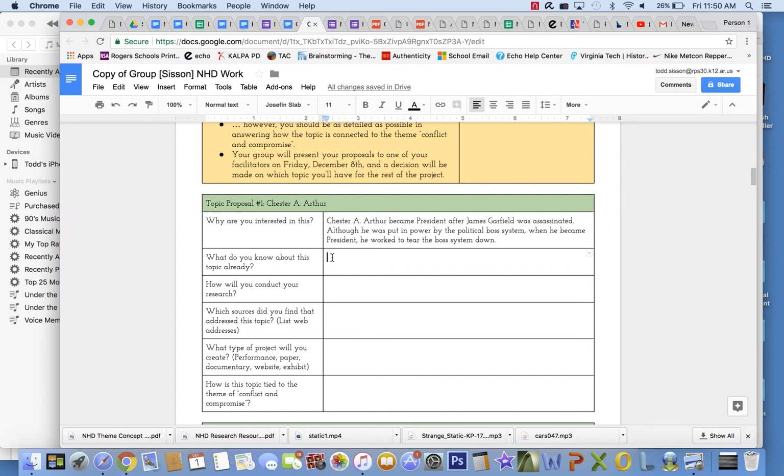So what do you already know about this? I know Chester A. Arthur made a lot of money because of positions he was given in government. He was the collector of the port of New York, which meant any goods that were brought in or sent out went through him, which meant he could make a lot of money.